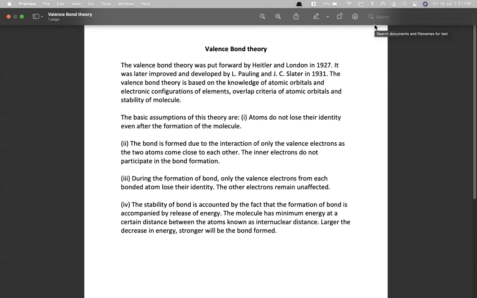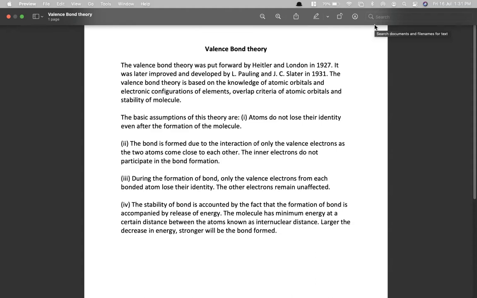The fourth is that the stability of a bond is accounted by the fact that the formation of a bond is accompanied by the release of energy. The strength of the bond depends on the amount of energy released. The molecule has minimum energy at a certain distance between the atoms, known as the internuclear distance. Obviously, the larger the decrease in energy, the stronger the bond formation.